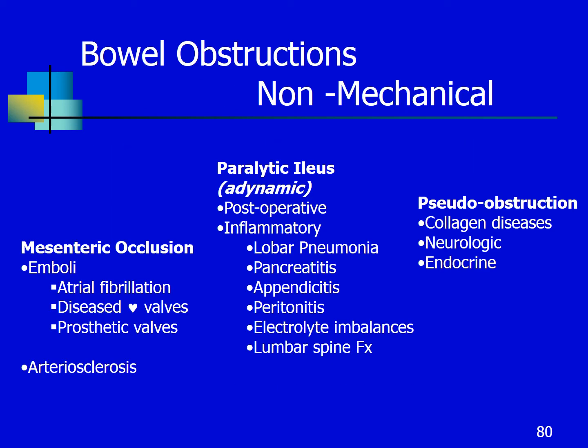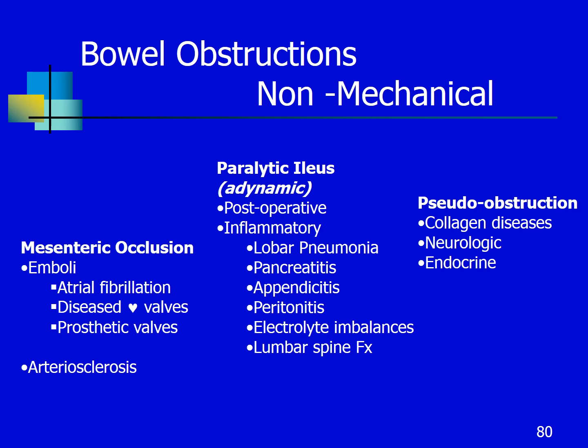So bowel obstruction, non-mechanical. You can have mesenteric occlusion, and it's usually due to some type of ischemia and emboli: AFib, diseased valves, prosthetic valves, atherosclerosis can cause mesenteric obstruction, or paralytic ileus. Paralytic is paralysis, right? Paralysis of the intestinal mucosa. It's not active, right? So pneumonia, pancreatitis, appendicitis, all these things in the GI system can usually cause the stomach to have paralysis.